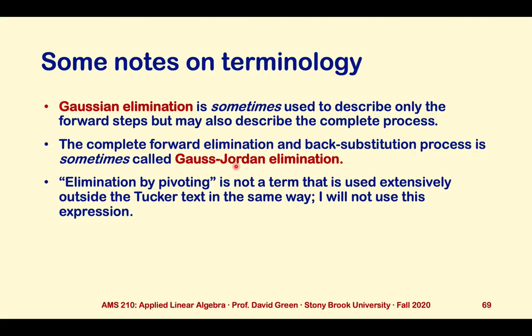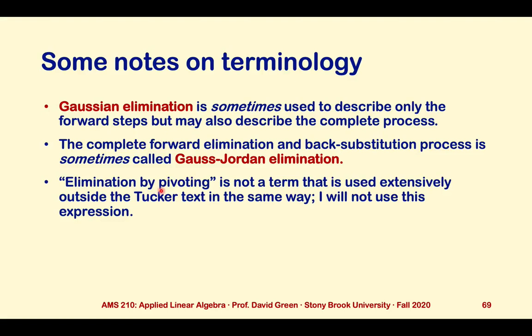We'll see that the same algorithm can be used to invert a matrix, which almost always is called Gauss-Jordan elimination. But sometimes Gauss-Jordan elimination is also used in the context of just solving systems. Gauss-Jordan elimination always means that back substitution is included. Gauss-Jordan cannot mean only the forward steps.